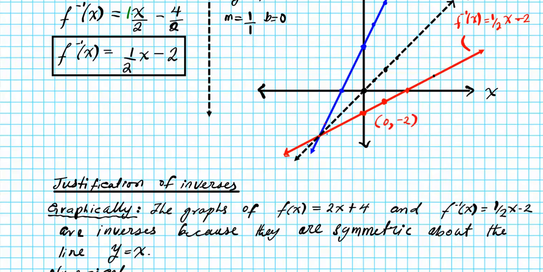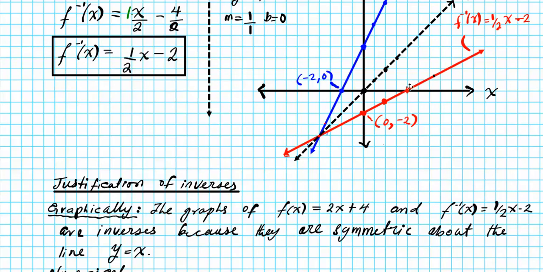And that point right there has coordinates of -2, 0. Now, what do you notice with these two coordinates? They are interchanged. They've been switched, right? So if you switch 0, -2, you end up at a point that's a reflection along y equals x on the other function. So that's an indication that these two lines are inverses of one another.